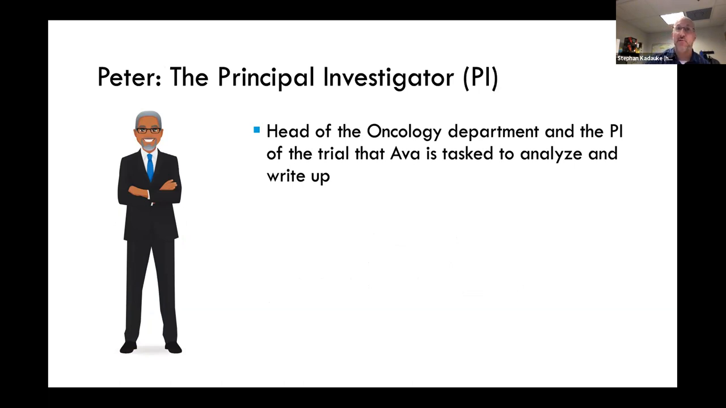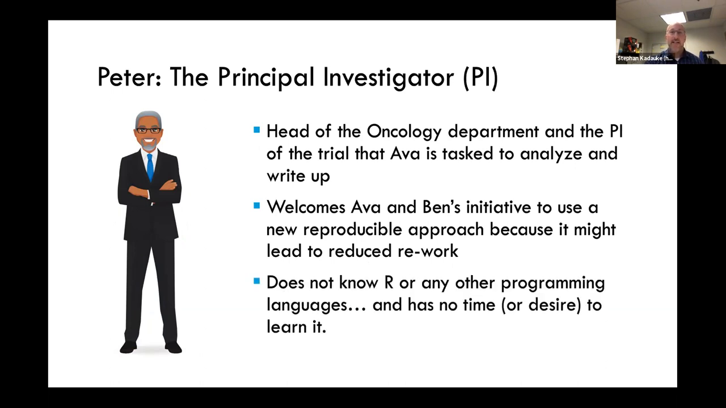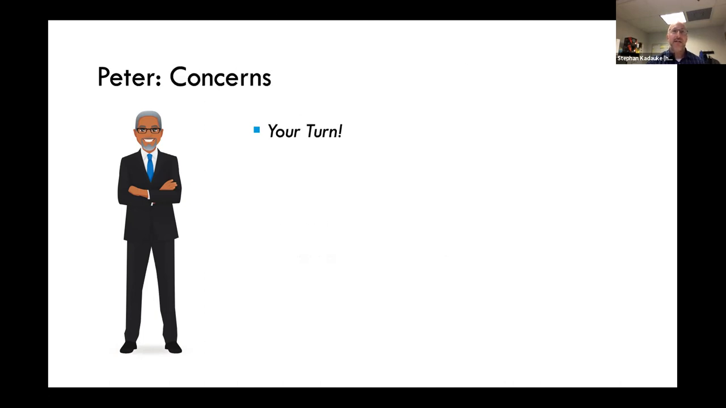So this is Peter, the principal investigator. He's the head of oncology and the PI of the trial that Ava is tasked to analyze and write up. He thinks it's great that Ava and Ben are trying something new and cool. He thinks it might lead to reduced rework. He doesn't know any R or any other programming languages and has absolutely no desire or interest in learning any of that stuff. And so here are some of his concerns.